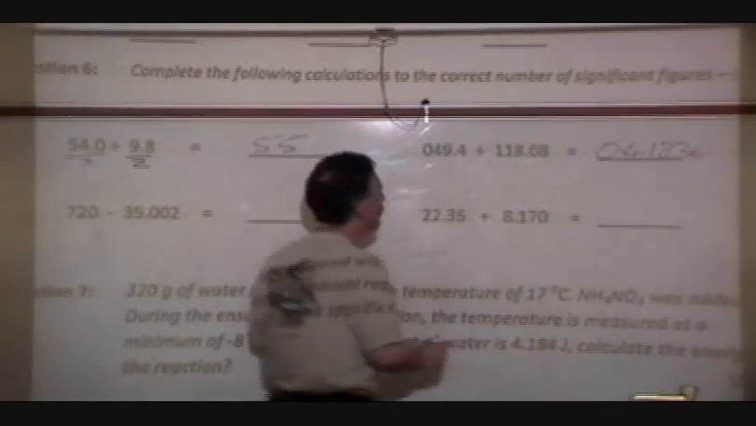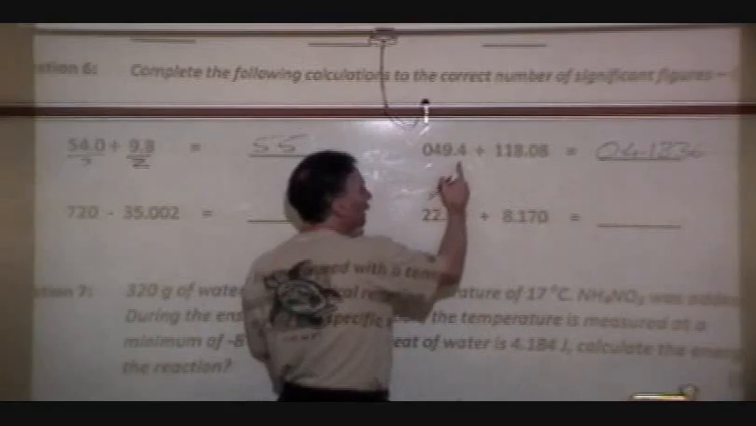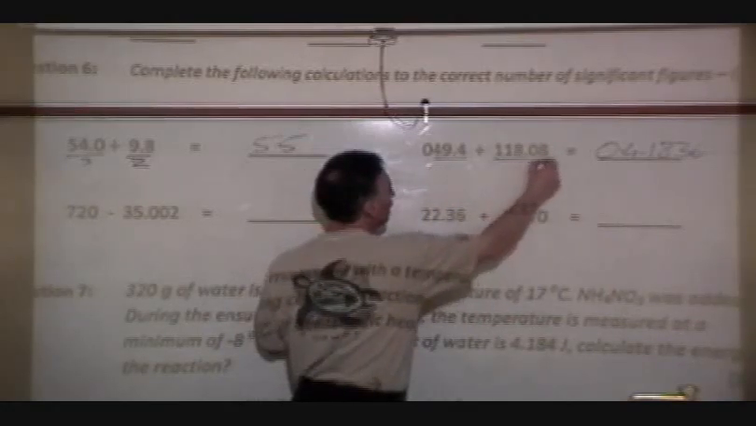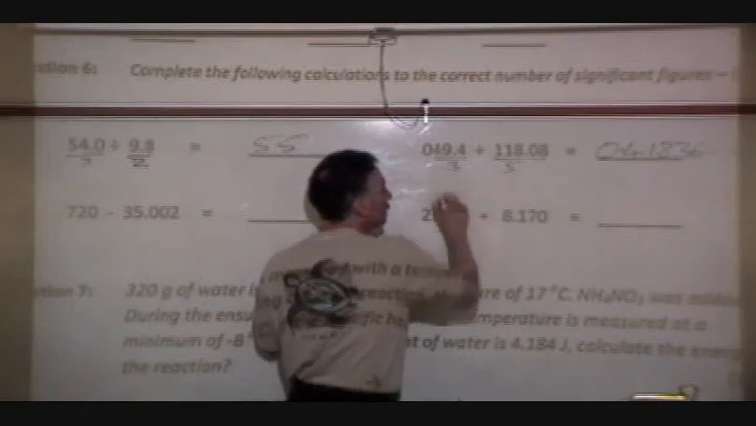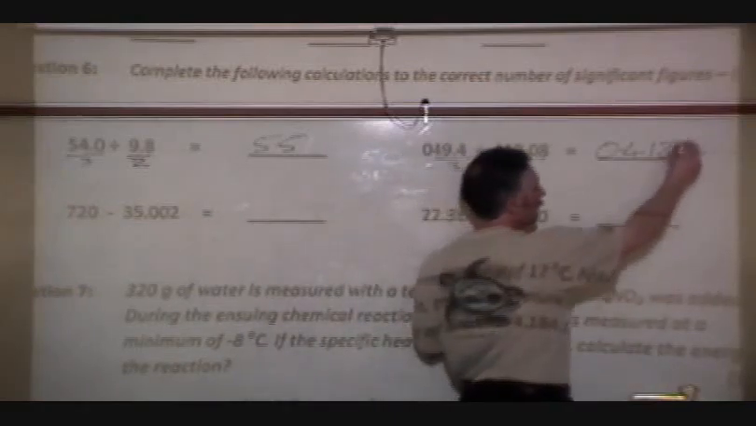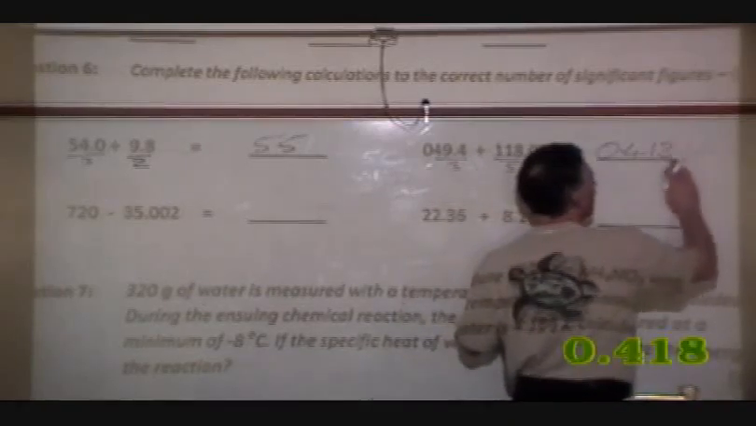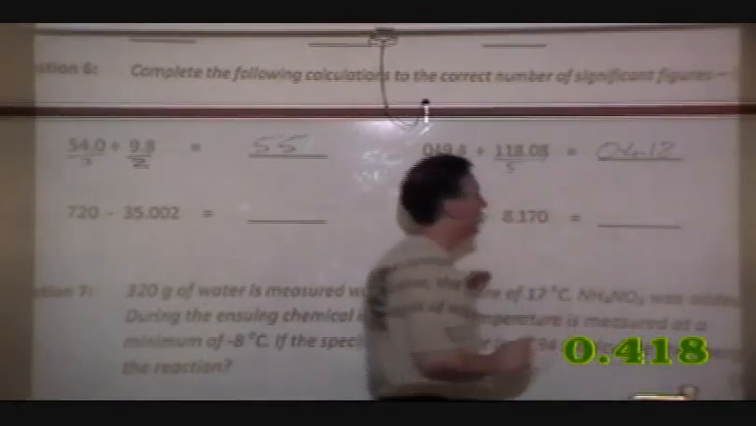3.6. Now the important part here is again a division. It's the least number of significant figures. So 3 significant figures compared to 1, 2, 3, 4, 5. So our final answer is 3 significant figures. We chop 3, it's less than 5. So it becomes 0.418.